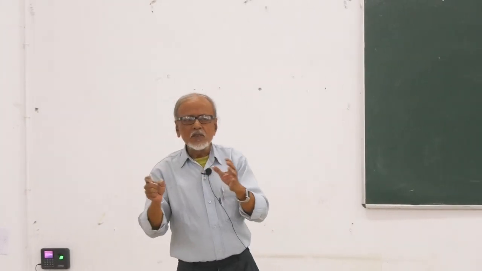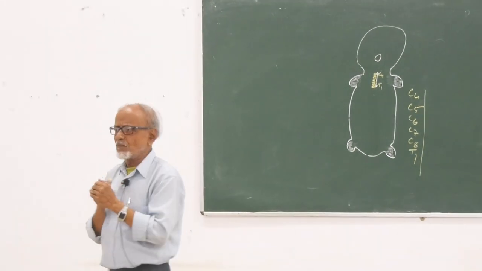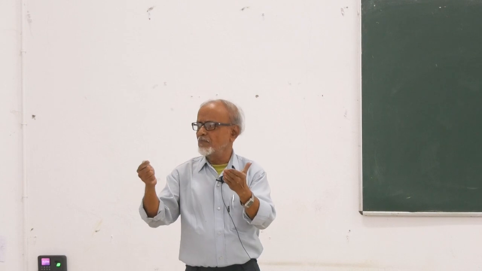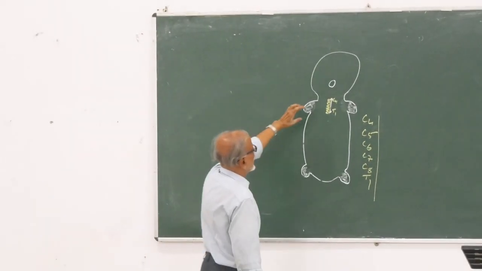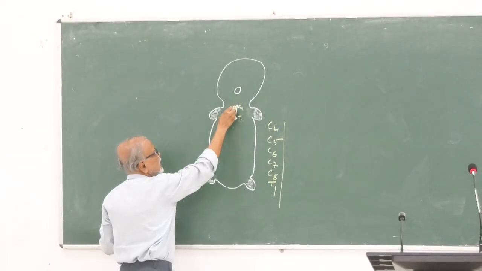That means these somites, they are playing a very definite role in the development of the upper limb. They are inducing this part of the ventrolateral body wall. This part of the ventrolateral body wall, they will be sending signals.